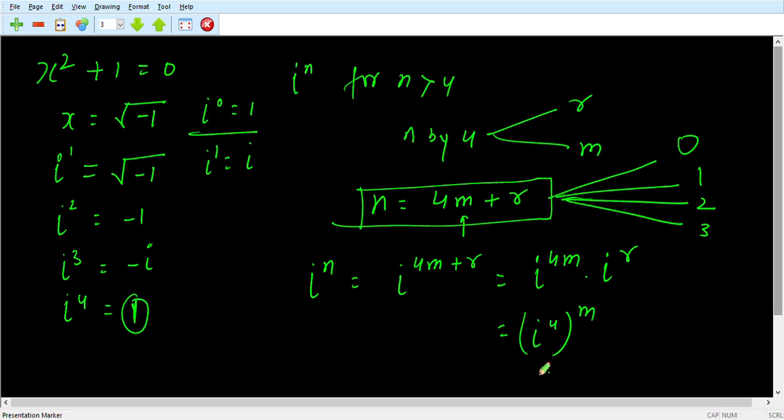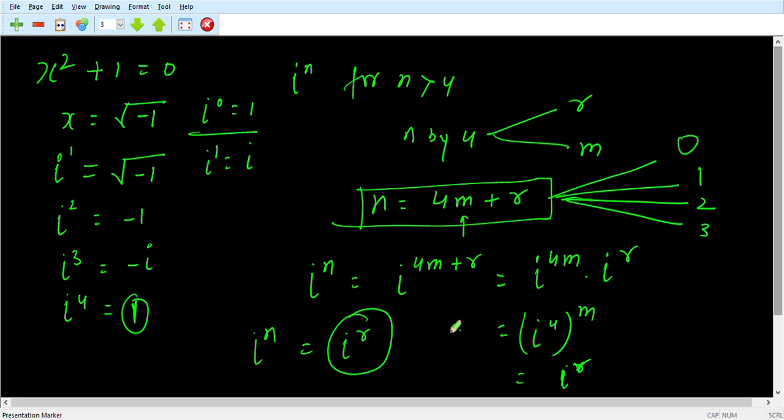So 1 to the power anything will give the answer 1 itself. So the answer will be iota to the power r only. If you have a value n, then iota to the power n will give you the answer iota to the power r, if we divide this n by 4 and the remainder is r. So this idea is going to help you find out some of the complex powers of iota.